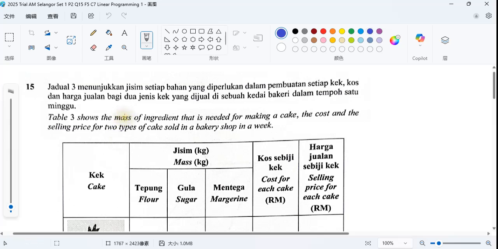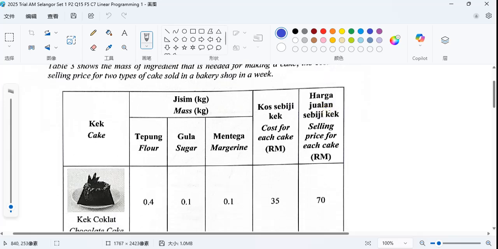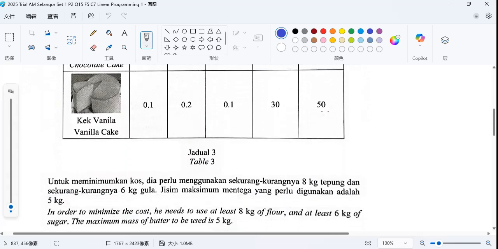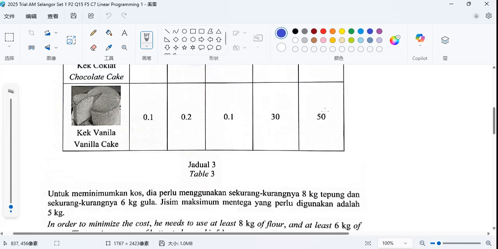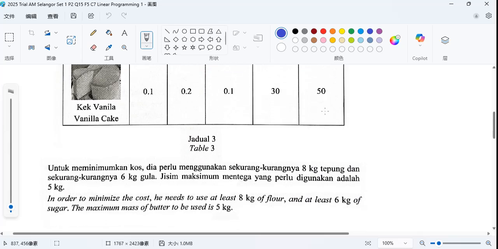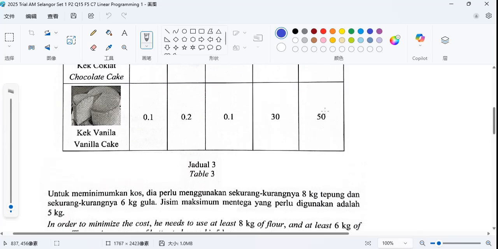Table 3 shows the mass of ingredients that is needed for baking a cake, the cost and the selling price for two types of cake. So in a bakery shop in a week, in order to minimize the cost, he needs to use at least 8 kg of flour.